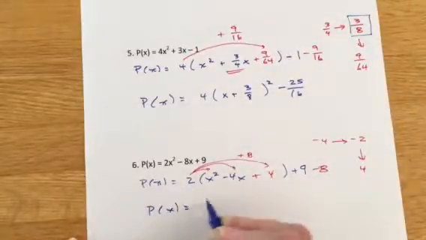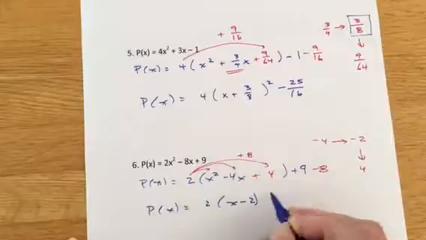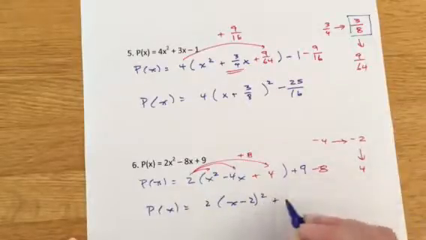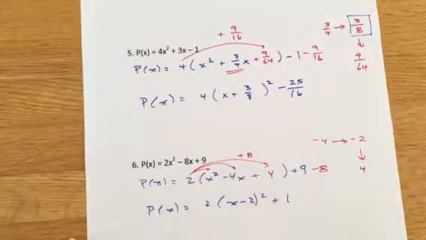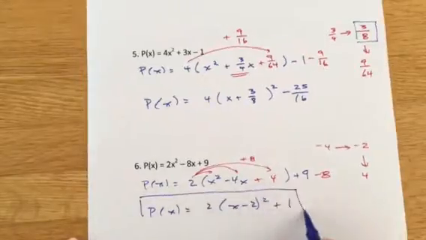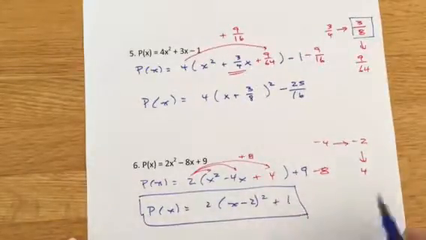And you should have created a perfect square trinomial. In this case, x minus 2 quantity squared. 9 minus 8 is 1. Okay, and again, this would be the form of your answer if you're asked to complete the square.